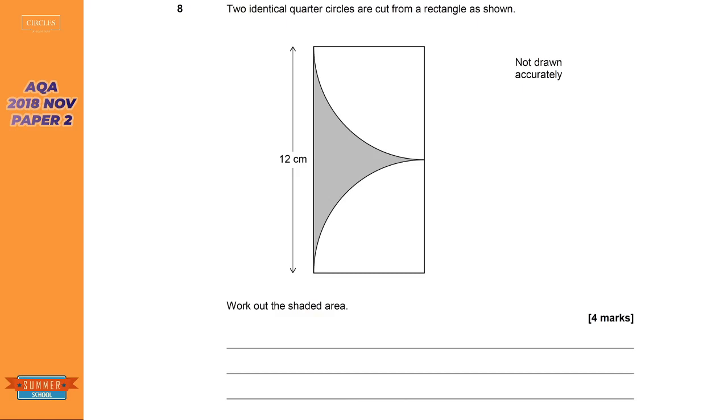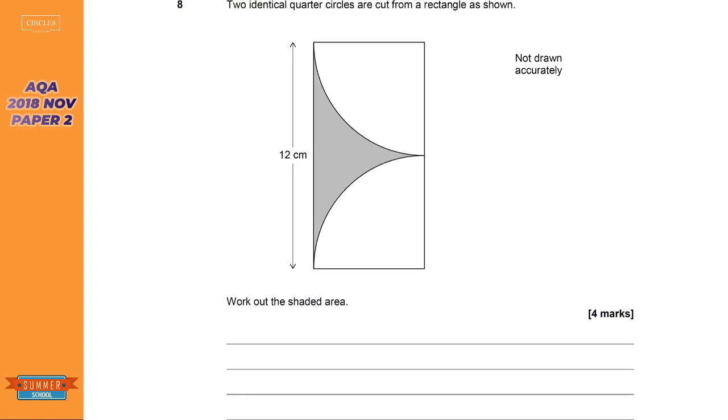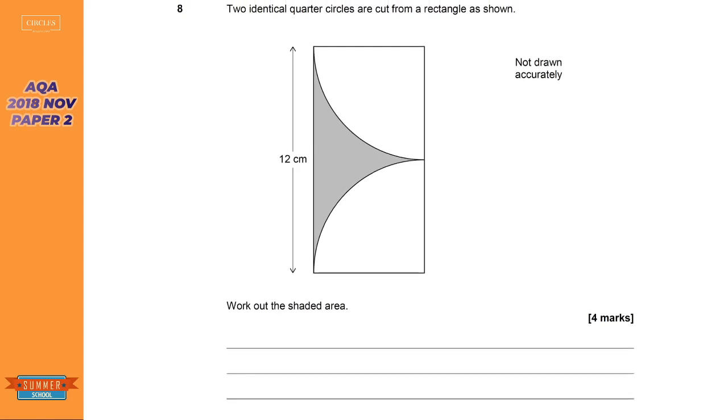We're just going to focus on the area of a circle, which is pi r squared, and the circumference, which is pi d, or 2 pi r. So this first question from AQA asks us to work out the shaded area, and we've done this quite a few times before, where instead of working out the shaded area directly, we work out the total area and then take away the bits we don't want.